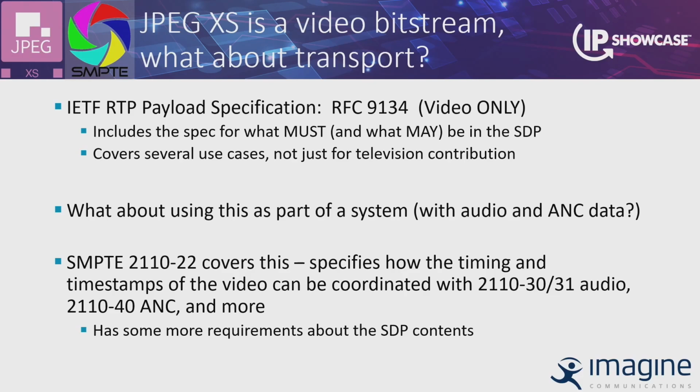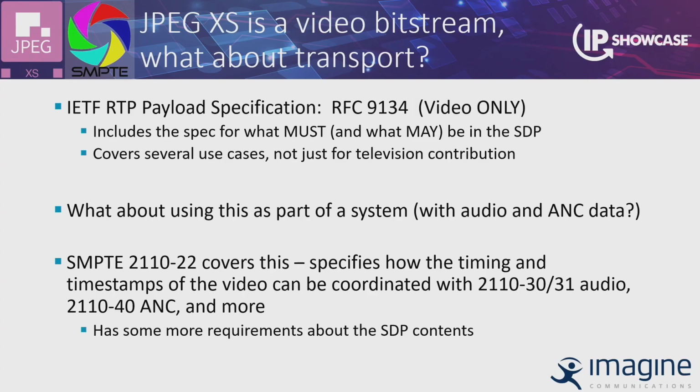Okay, so that gets you a set of bits. How do you deliver those bits? So for most people now, we're mapping the JPEG-XS bit stream into SMPTE 2110-22. 2110-22 says how the timestamps and timing of the video bit stream interact with all the other parts of 2110. And that's important, because you need a timing model to know how to line up all the parts, because you still have audio and ANC data, and you better have a timestamping methodology of how those fit together later.